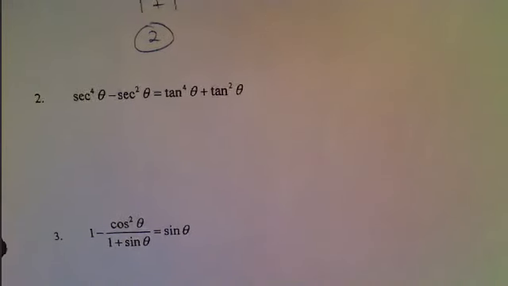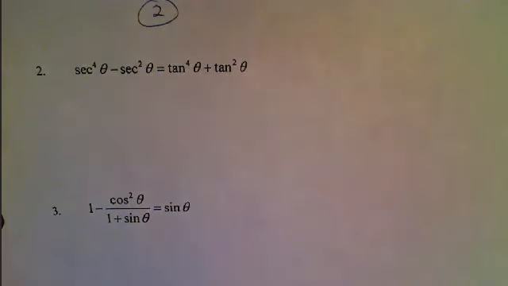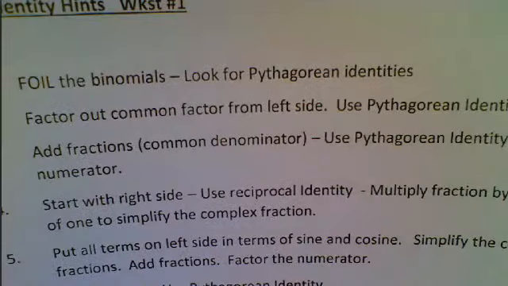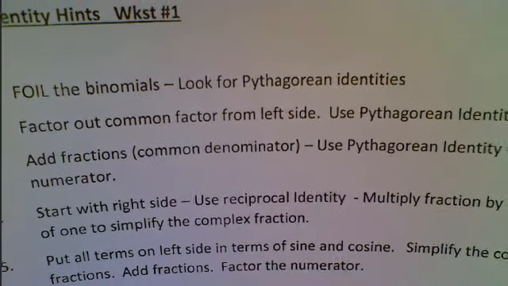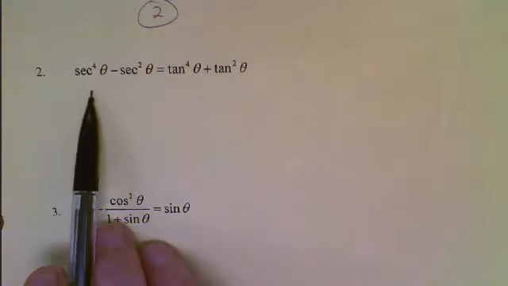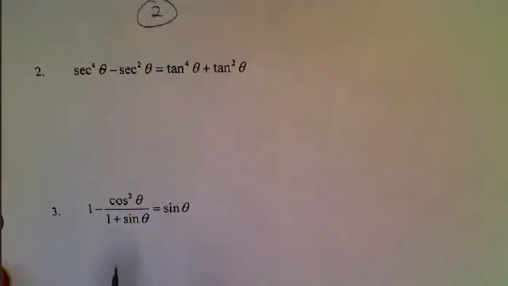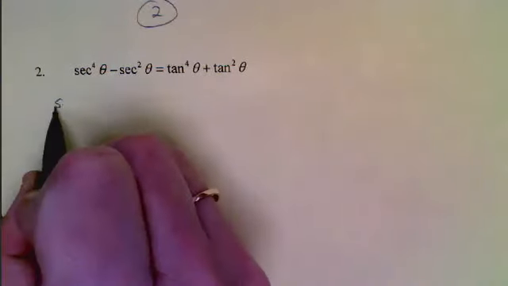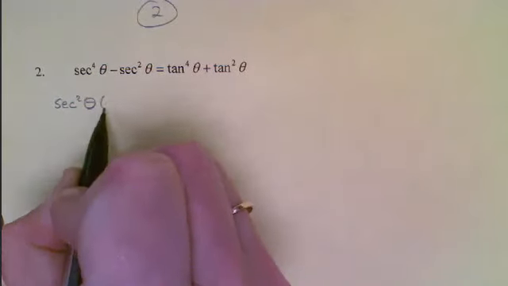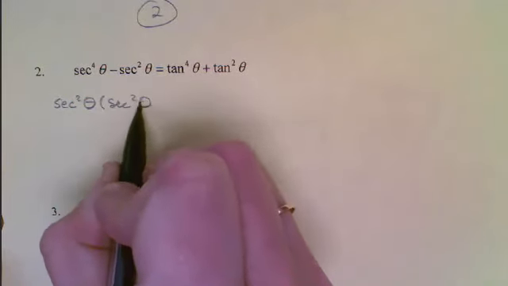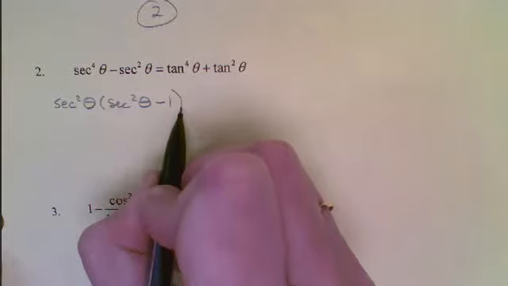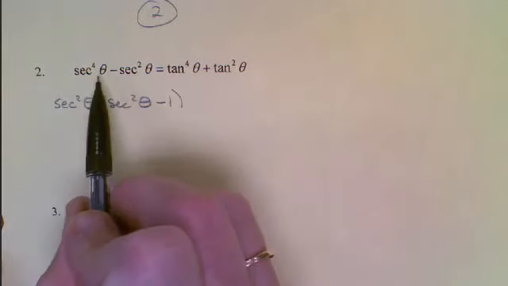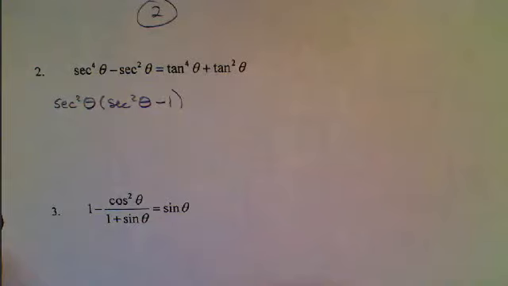All right, number 2. The hint I gave on number 2 was factor out common factor from the left side and then use Pythagorean identities. So I'm starting with the left side. It said factor out the common factors. So I have a secant to the 4th and I have a secant squared. So I'm going to factor out a secant squared. So I'll be left with a secant squared theta minus 1. Remember, I have to take it out of each of those terms. So then in the parentheses, I'm left with secant squared minus 1.